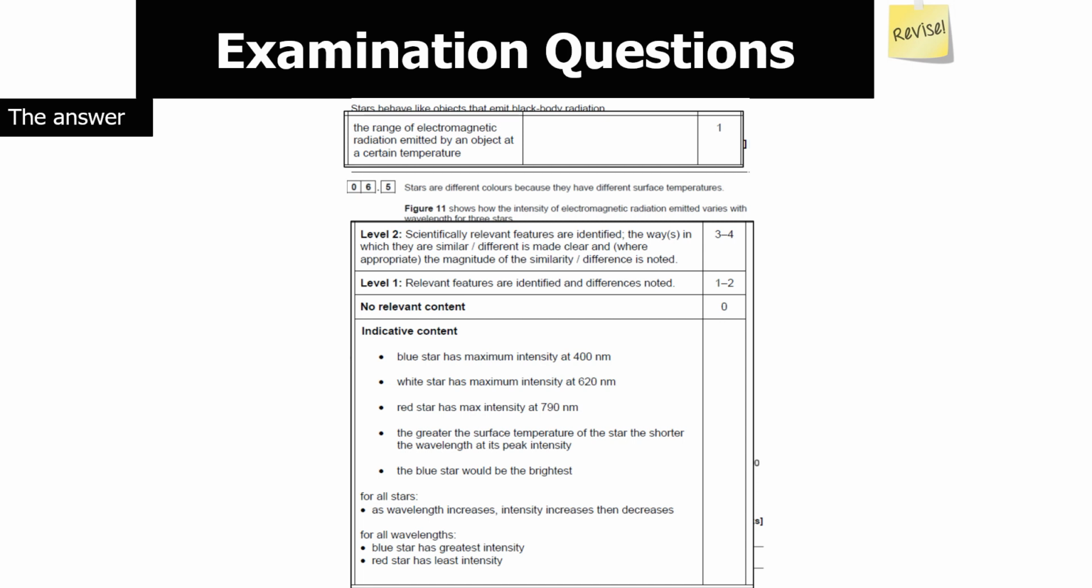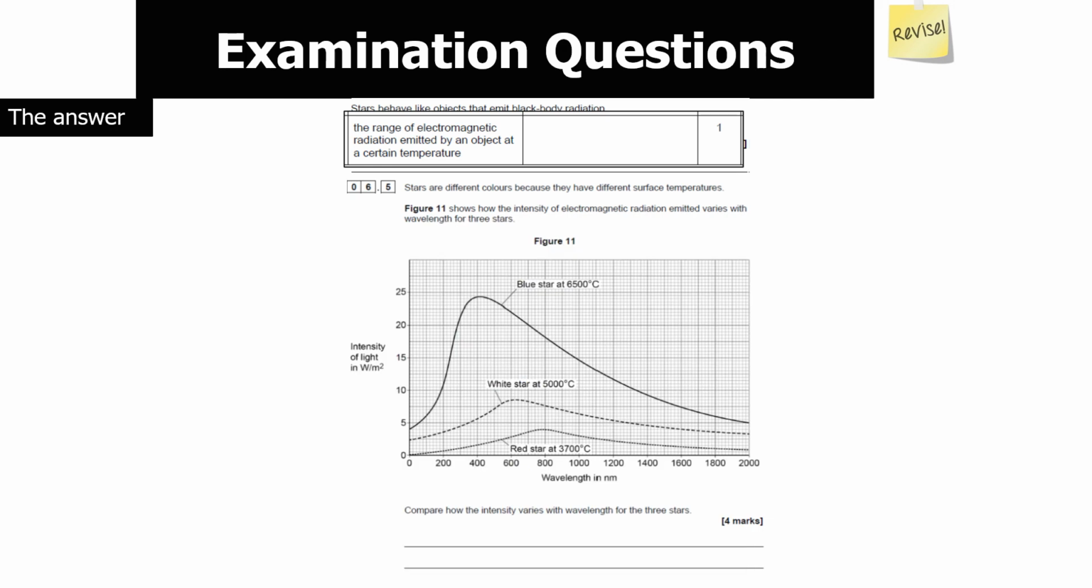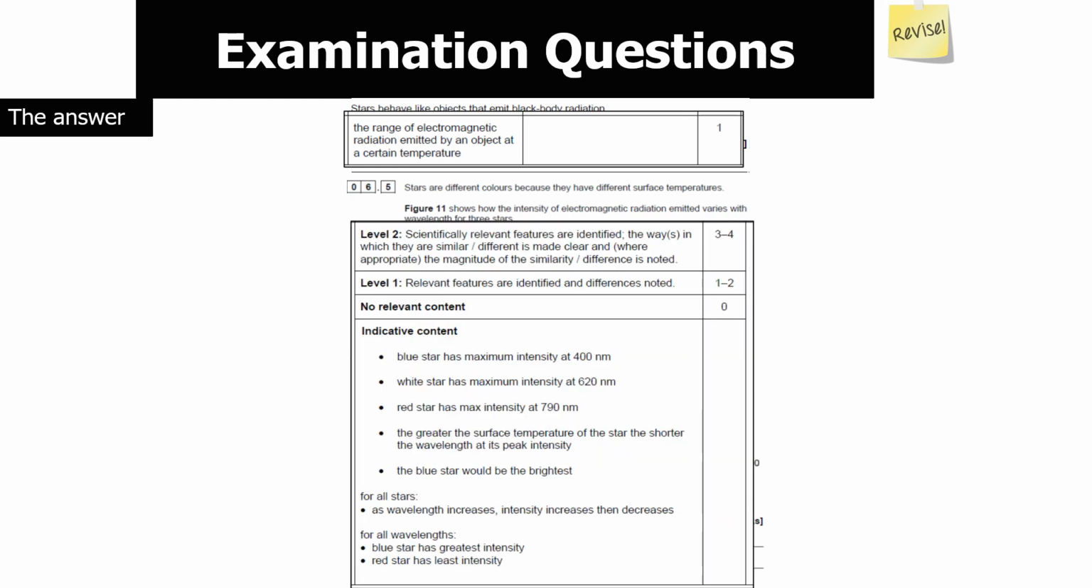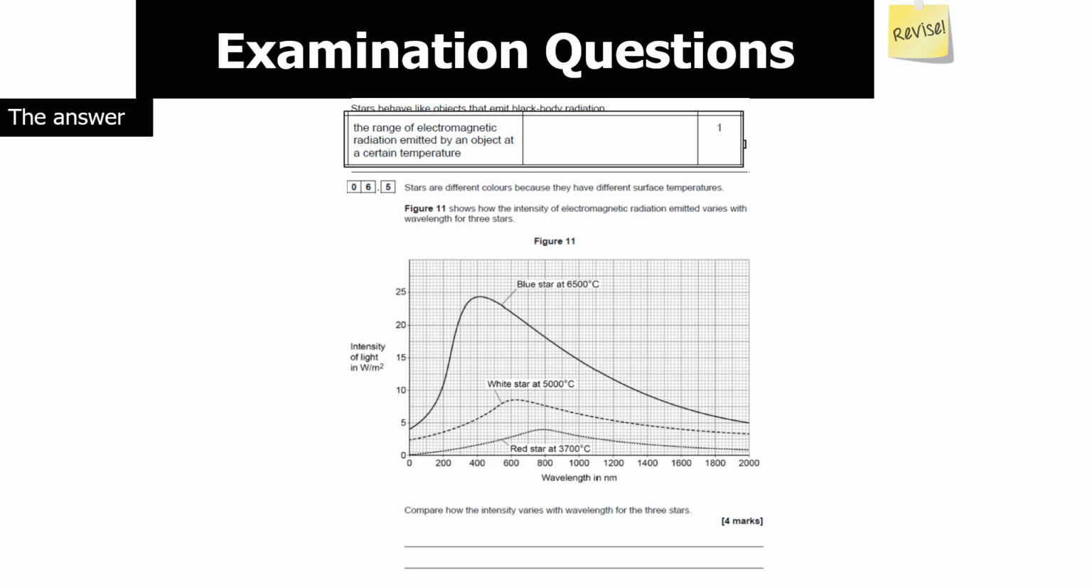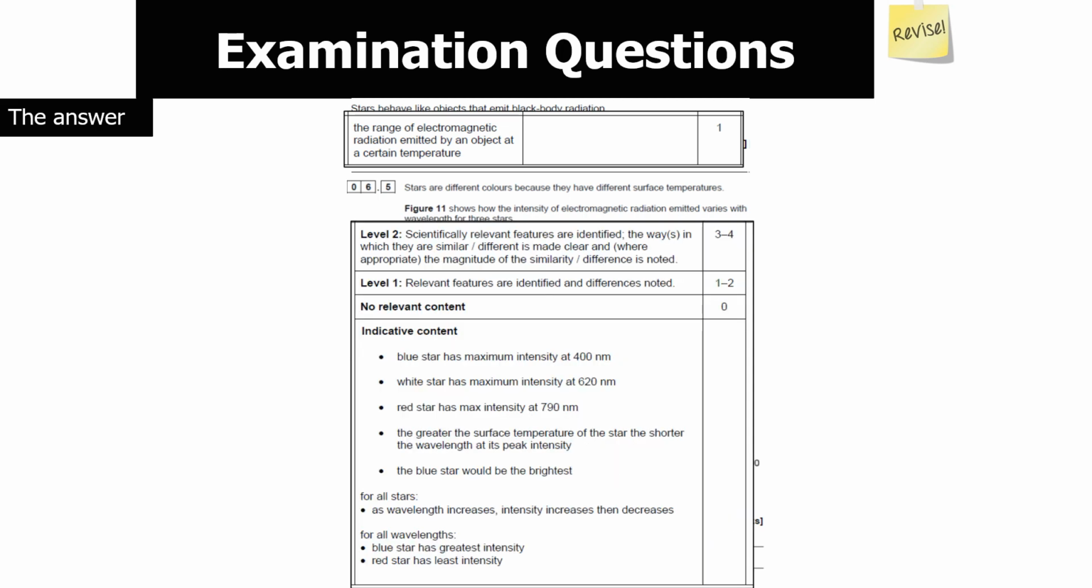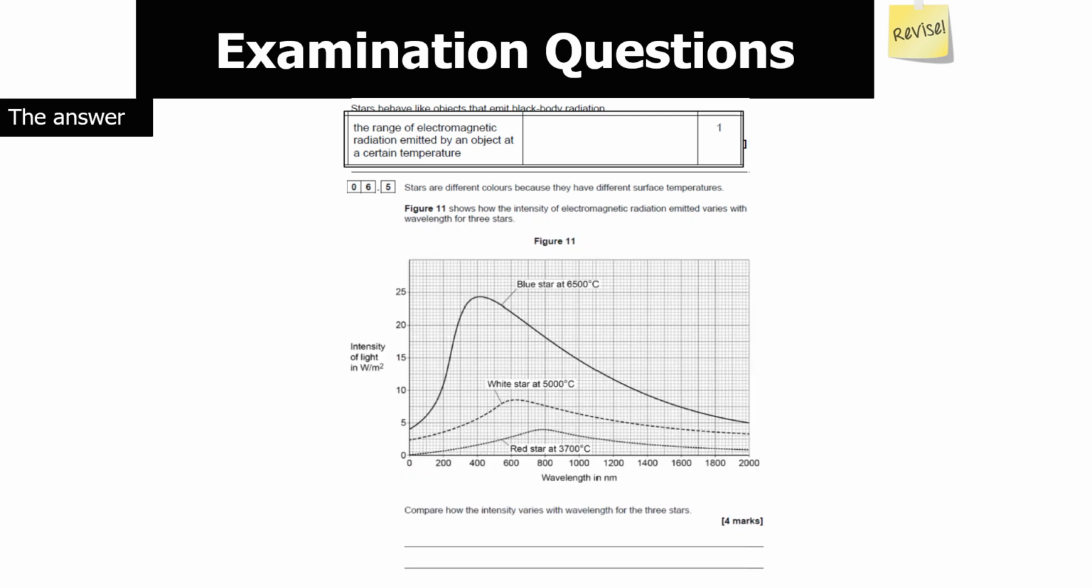Now it's important to note that for all stars, you can see here in the image that as the wavelength increases, well, the intensity increases and then decreases. But for all wavelengths, it's important to note that the blue star has the greatest intensity. You'll notice that because it's the line above all the others, whilst the red star has the least intensity because it's the line below all the others. Now again, we need 4 marks here, so we should be making some very clear points to ensure you've got a comprehensive answer.